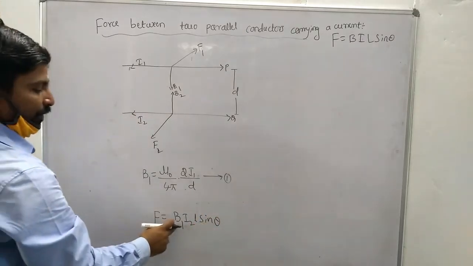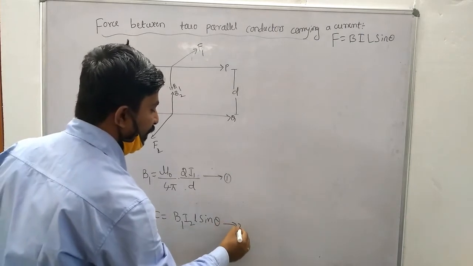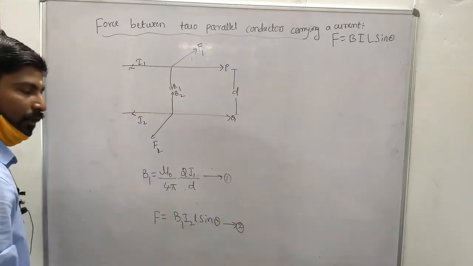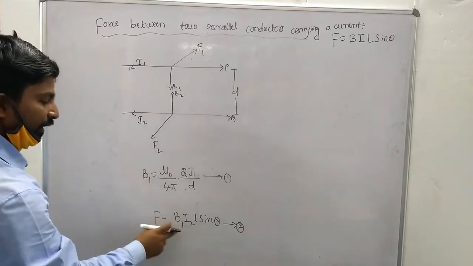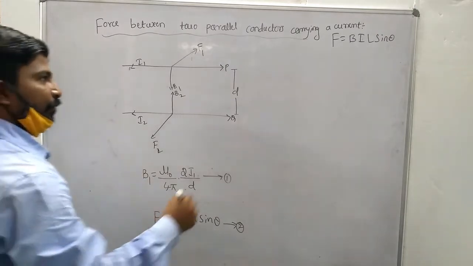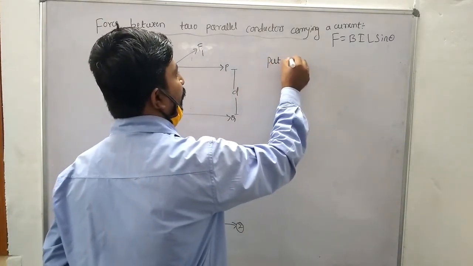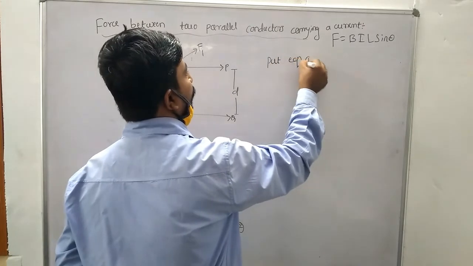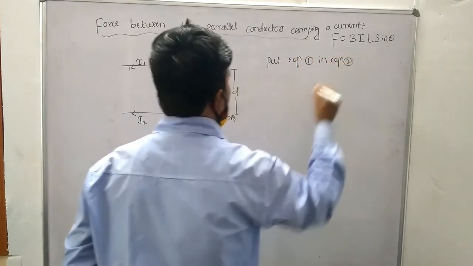F is equal to B1 I2 L sin theta. So this is equation number 2. So B1 already we have. So put equation 1 in equation 2.